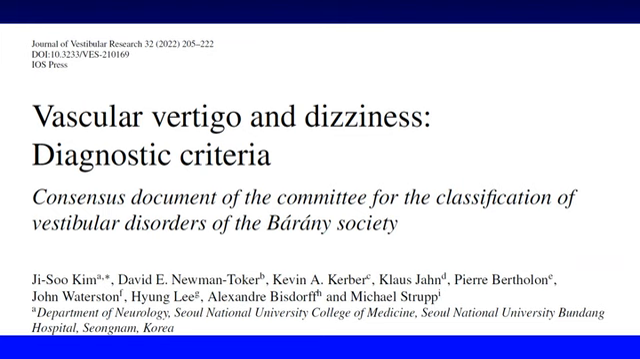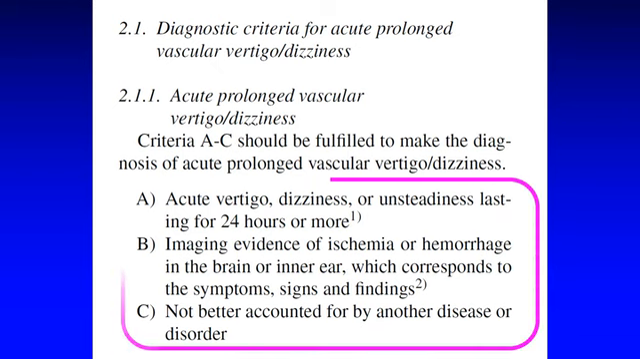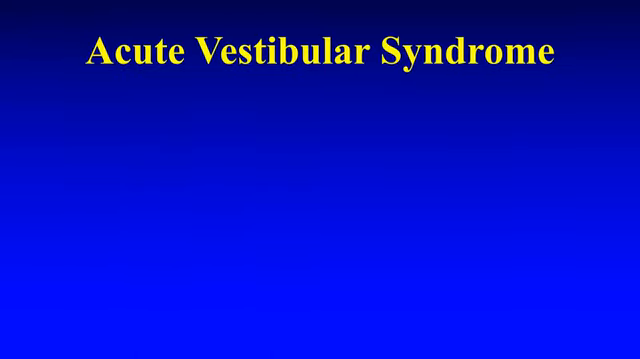Now see the irony, 3 decades after, there are criteria for vascular vertigo and dizziness in 2022. Acute prolonged vascular vertigo or dizziness, 3 criteria: acute vertigo, dizziness or unsteadiness lasting 24 hours or more, imaging evidence of ischemia or hemorrhage in brain or inner ear which corresponds to symptoms and signs, and other findings not better accounted for by any other disease. They look like political criteria because we know the imaging cannot be relied upon in the management of acute, hyperacute ischemic stroke. So, for acute vestibular syndrome, the definition was modified to make the HINTS examination applicable to it.